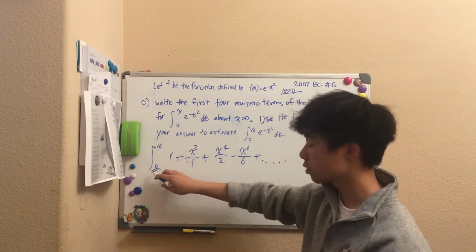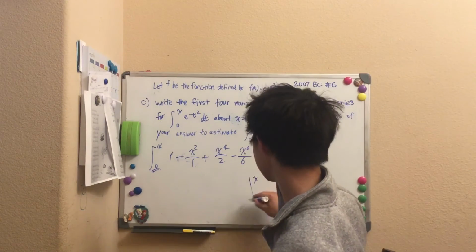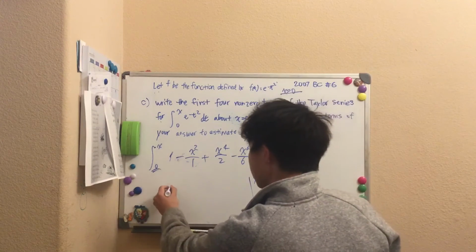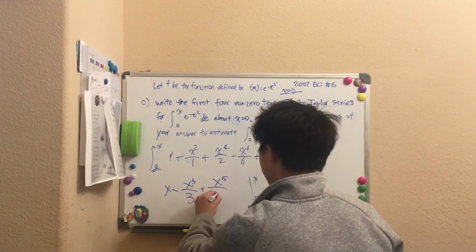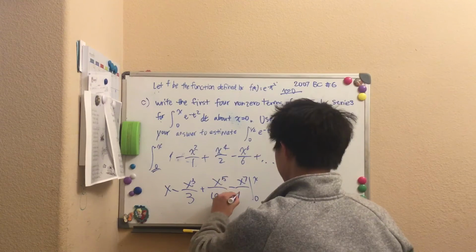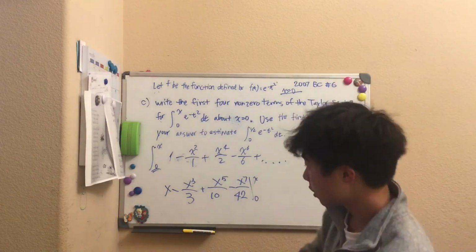Because it starts off at 0, all we have to do is integrate all of these. So we get, from 0 to x, x minus x to the 3 over 3 plus x to the 5 over 10 minus x to the 7 over 42. And there we go. These are our 4 terms. Let me check if I'm correct. I didn't make any errors. Yeah, these should be our 4 terms.